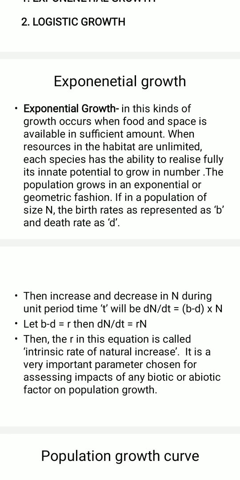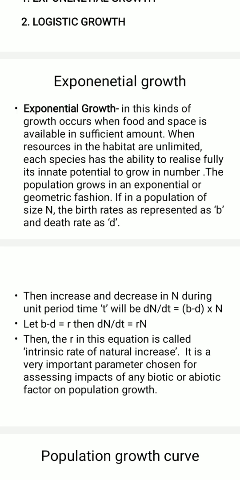Let b minus d be equal to r. When you consider b minus d as r, then you can rewrite dN/dt equals (b minus d) times N in the form dN/dt equals rN. I'll repeat, dN/dt equals (b minus d) times N. When you replace b minus d by r, it takes this form, dN/dt equals rN, where r is considered in this equation as the intrinsic rate of natural increase.